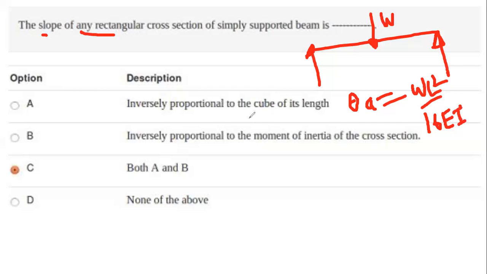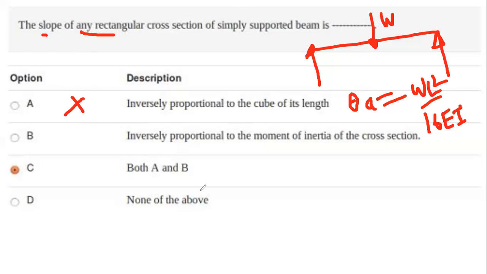Now this is the formula that we know for the slope. Now we will see option number 1. The first option says slope is inversely proportional to the cube of its length. This is the wrong one, because if you see the formula, we can conclude the slope is directly proportional to L square. So that's why first option is wrong.